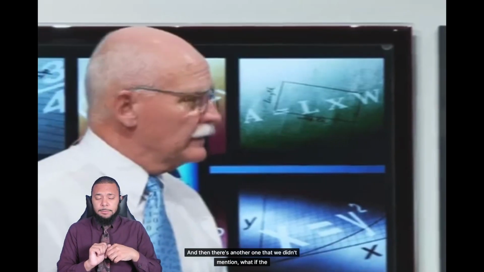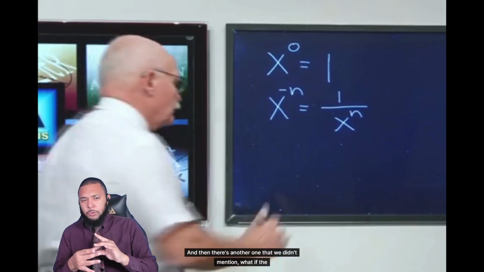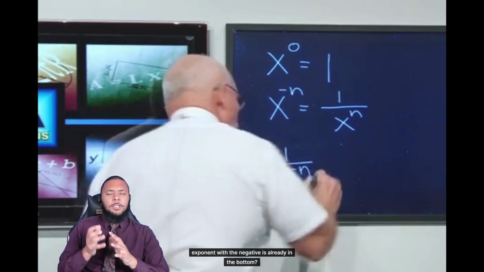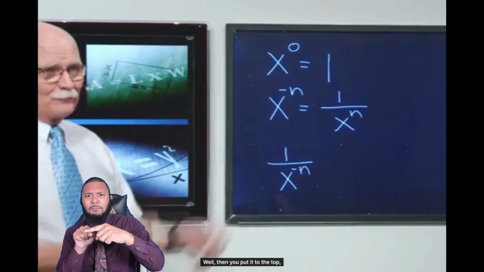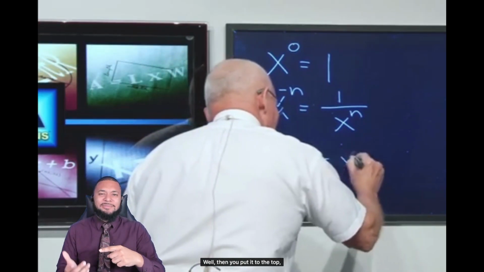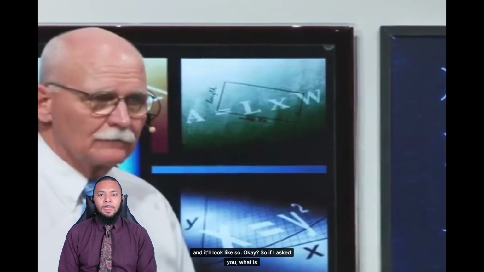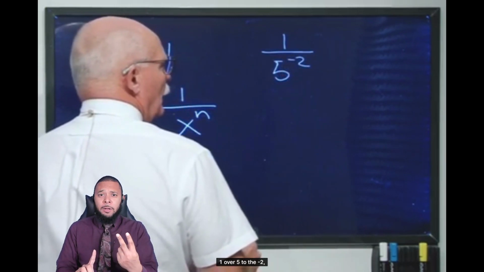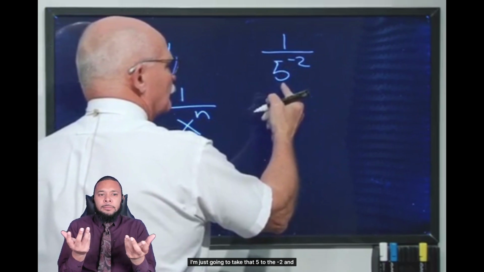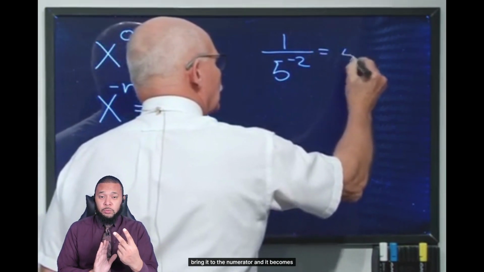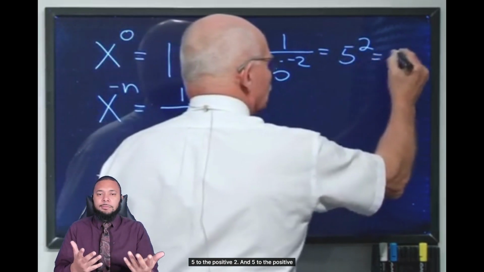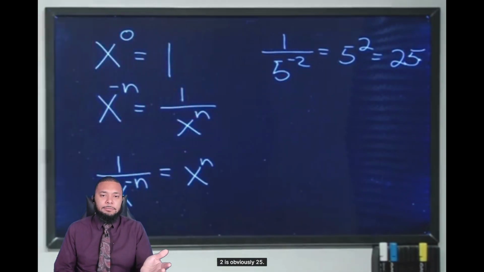Okay? And then there's another one that we didn't mention. What if the exponent with the negative is already in the bottom? Well, then you put it to the top. And it'll look like so. Okay? So if I asked you what is 1 over 5 to the negative 2, I'm just going to take that 5 to the negative 2 and bring it to the numerator, and it becomes 5 to the positive 2, and 5 to the positive 2 is obviously 25.